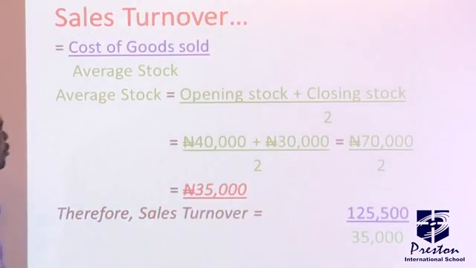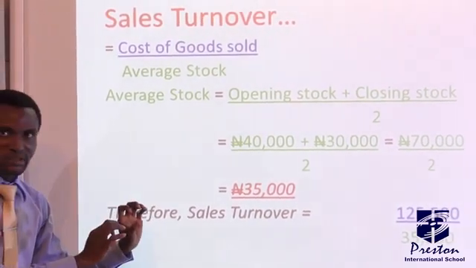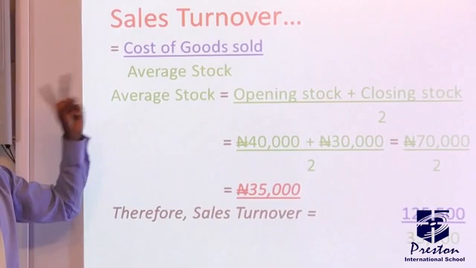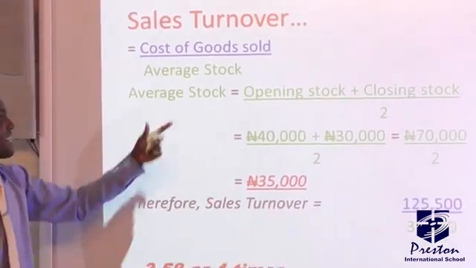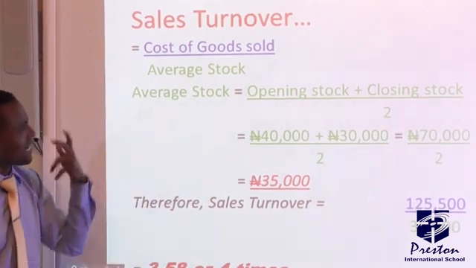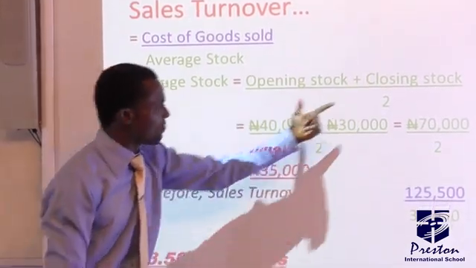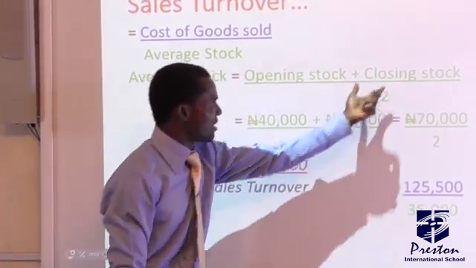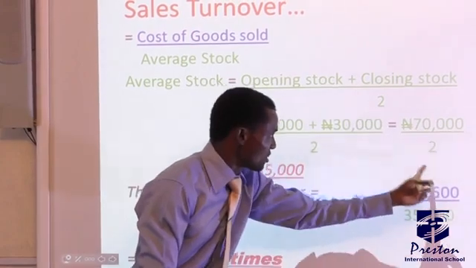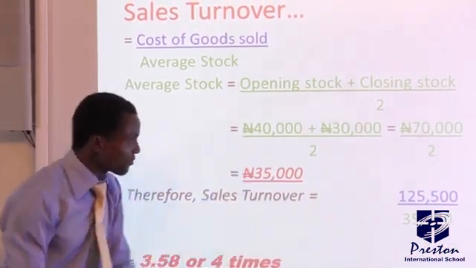This is sales turnover. I want you to pay more attention to this. Two things are involved as far as turnover is concerned: the cost of goods sold, which we have already calculated, and the average stock. How do we get the average stock? You must have the opening stock and your closing stock, which must be divided by 2. And here we go. 40,000 naira opening stock plus 30,000 naira closing stock divided by 2, giving us 70,000 over 2, which now resulted to 35,000 naira.